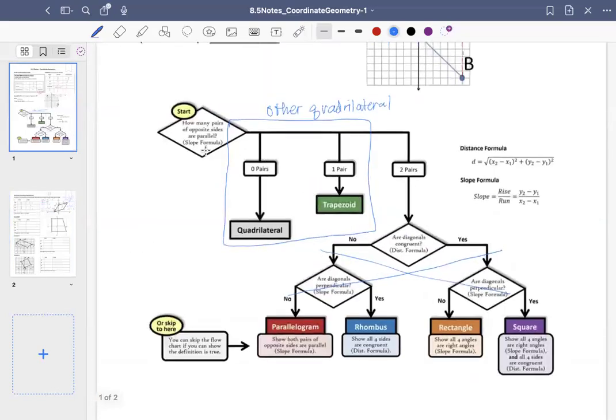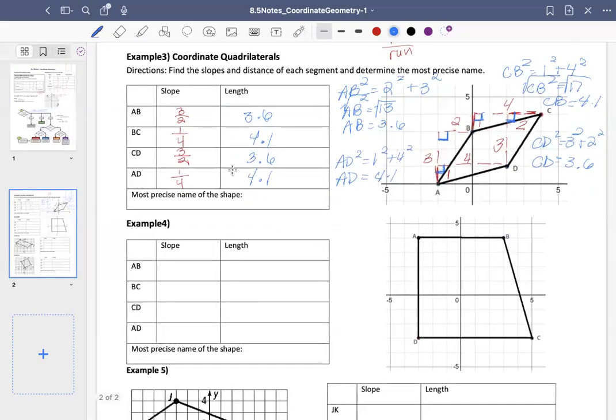I'm going to go back to this chart. So we're going to start with how many pairs of opposite sides are parallel: 0, 1, or 2. So we're looking for slopes that have the same number for this part. In my slope column, I see 3 halves and 3 halves. That refers to my AB and my CD. So we know that those two lines are parallel to one another because they have the same slope. Let's go ahead and draw that in. And I see that they actually do fall on opposite sides. So I have one pair of opposite sides so far.